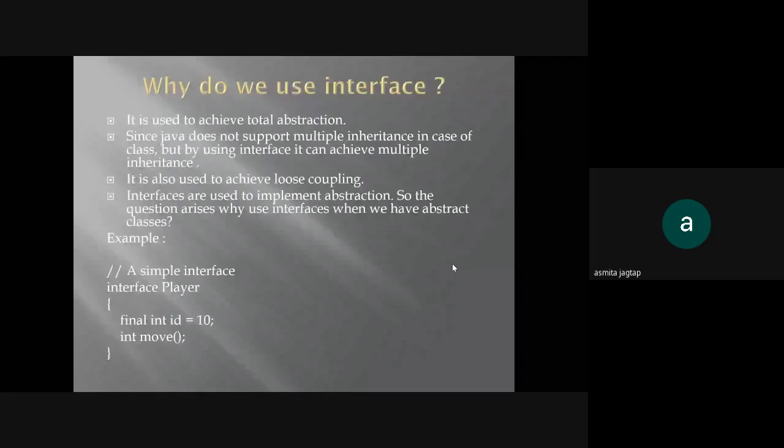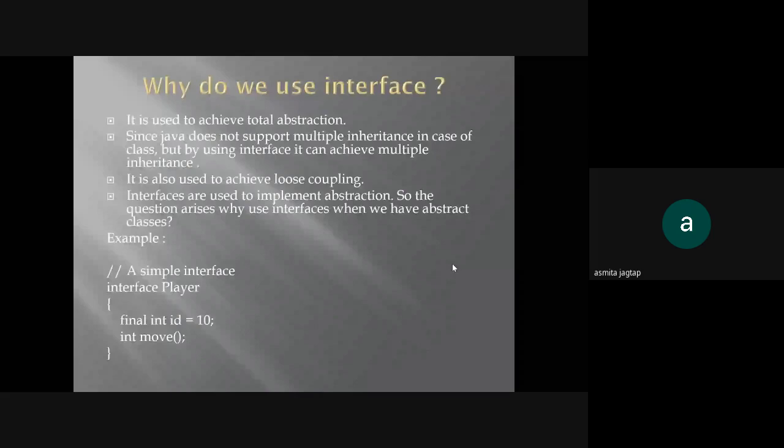Okay, and the next point is to achieve the rule. So an interface can be used to implement abstraction. The question arises: why do we use an interface when we have abstract classes? An interface can have methods and variables, but the methods declared in the interface are abstract by default, and they only have the method signature to declare.